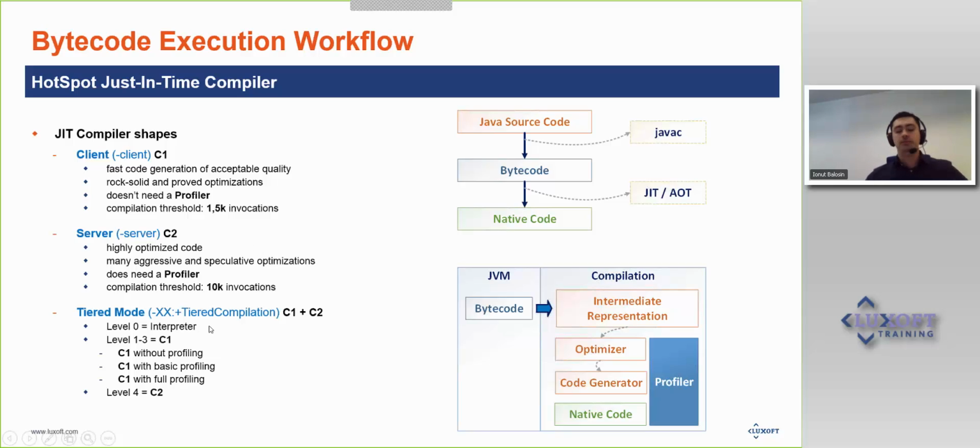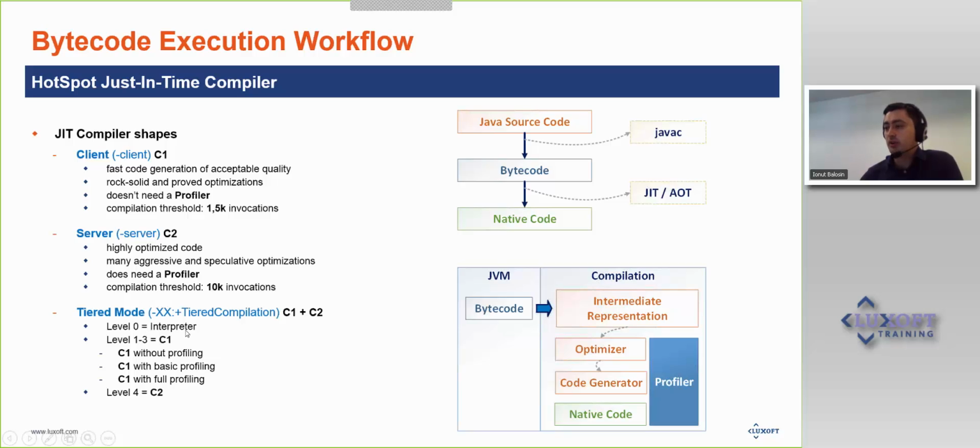We have as well a mixture between these two, the server and the client, which is called tiered compilation. In tiered compilation, we have many levels from 0 to 4. The first level is the interpreter. It's by default the level that the JVM starts with.